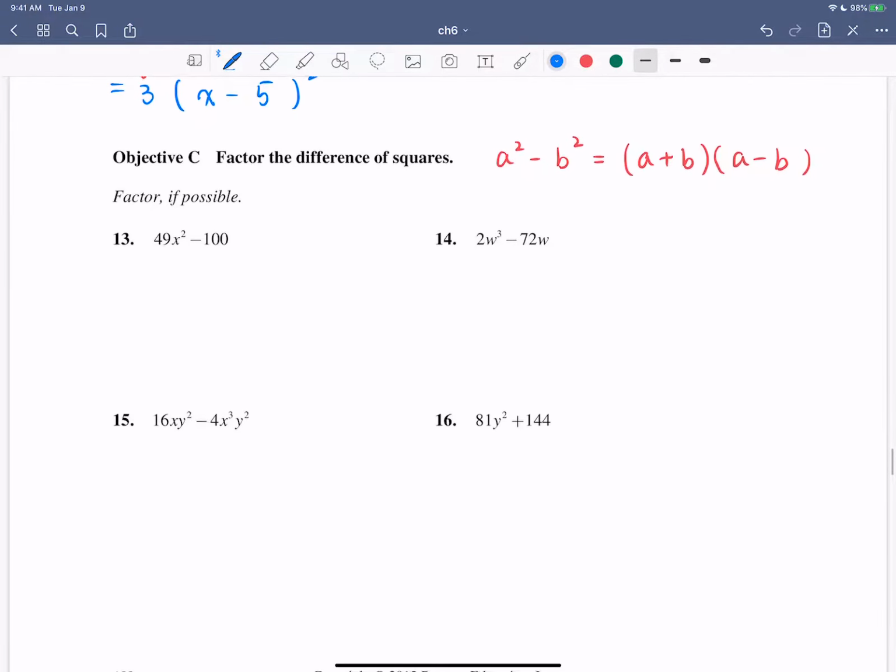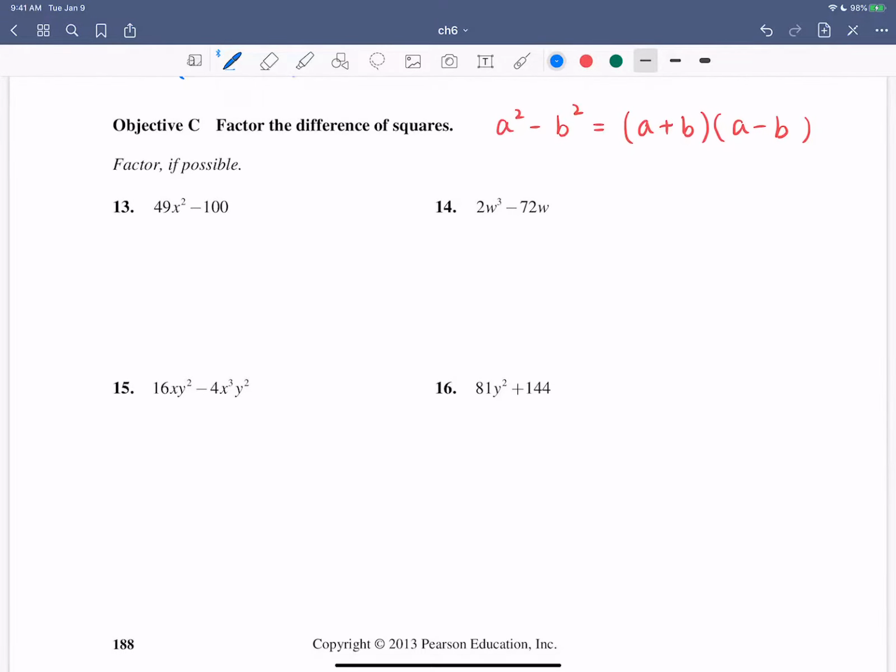Let's look at number 13 and see how you can apply this formula. Number 13, 49x squared minus 100. In order to use this formula, you need to make sure that both of the two terms are perfect squares. First one, 49x squared. It's the same as 7x squared. And then you have a minus. 100, you could also rewrite that as a perfect square, which is 10 squared. Therefore, we can use the formula a plus b times a minus b, where a is 7x, b is 10.